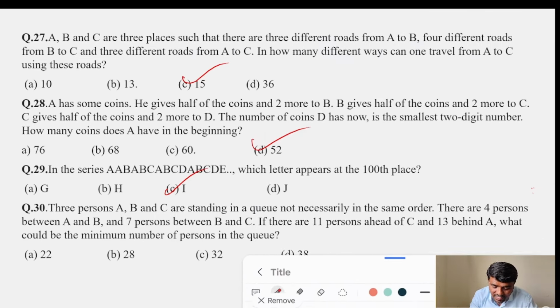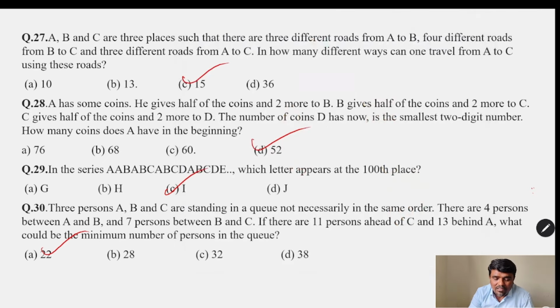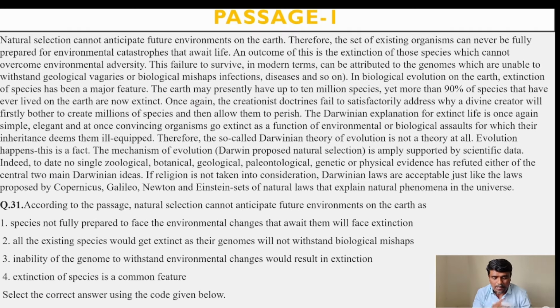See, one more condition is there. There are 11 persons ahead of C. 2, 3, 7, 8. So 3 more persons should be there. Now let me count. 10, 11, 13, 14, 18, 19, 20, 21, 22. 22 is the answer. You may think, what about other possibilities? See, in the given options, this is the least one. So why do I have to bother about other possibilities? That's the way you have to check the options. Okay, passage. Read this passage. With this passage, three questions are there.